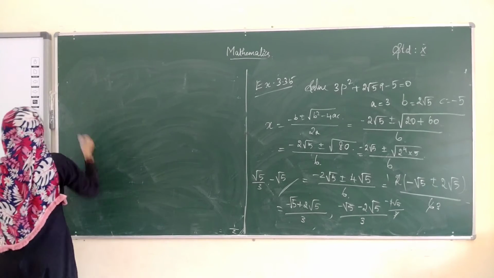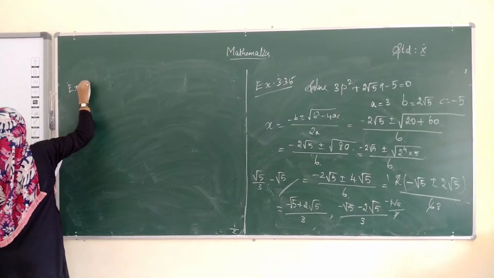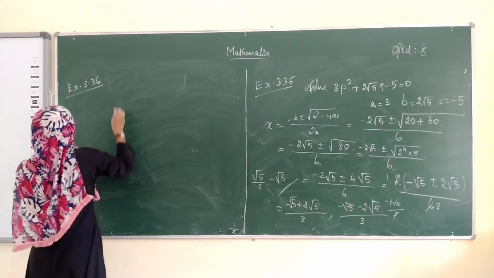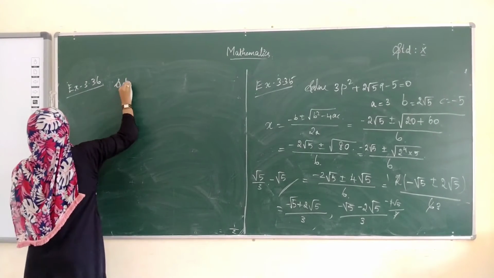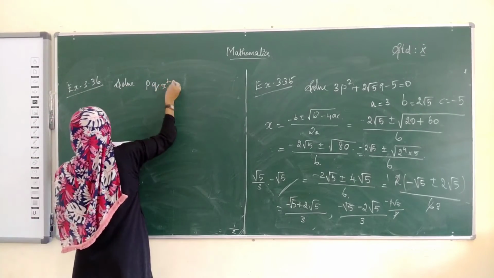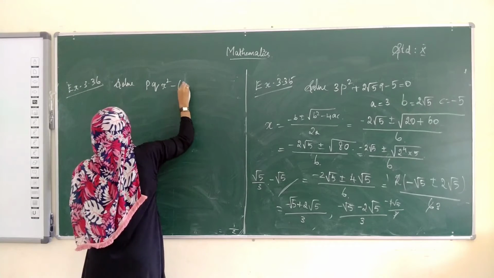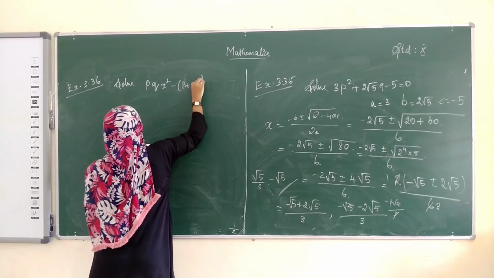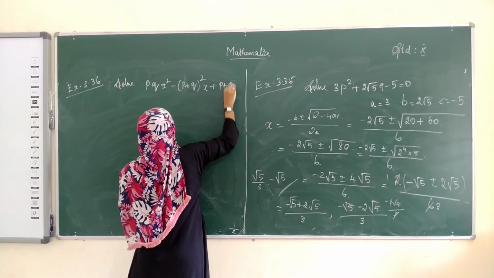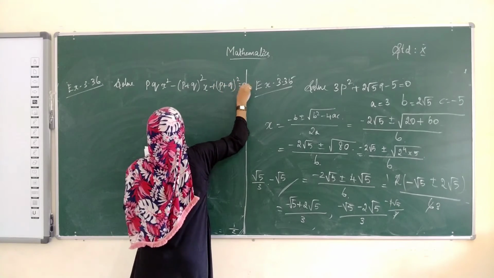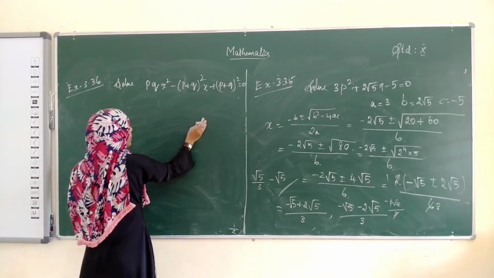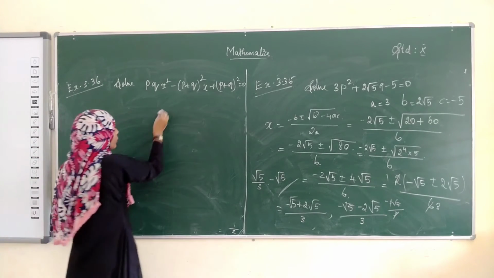See the next example. 3.36, the last example of this section. That is, solve pq into x squared minus p plus q the whole square into x plus p plus q the whole square, which is equal to 0. Okay. So this is the quadratic equation. Let us take the values of a, b and c.